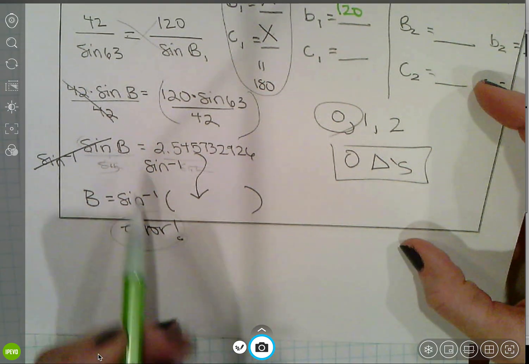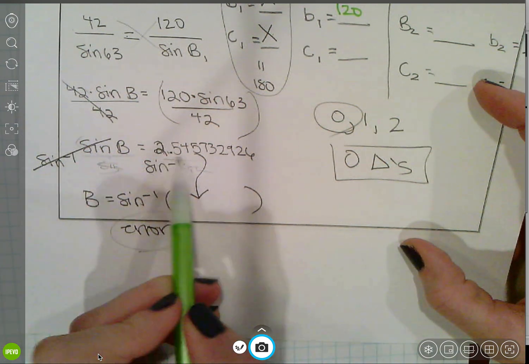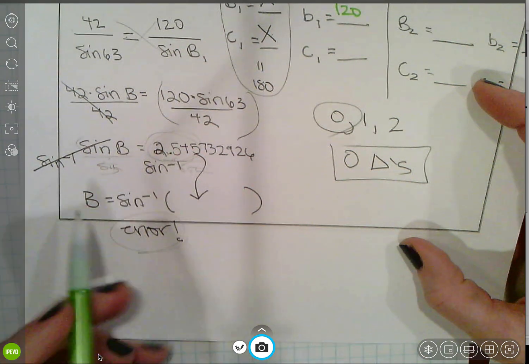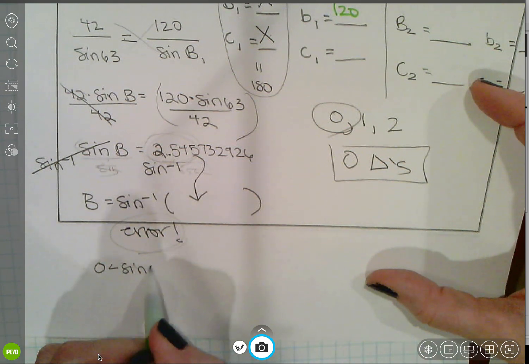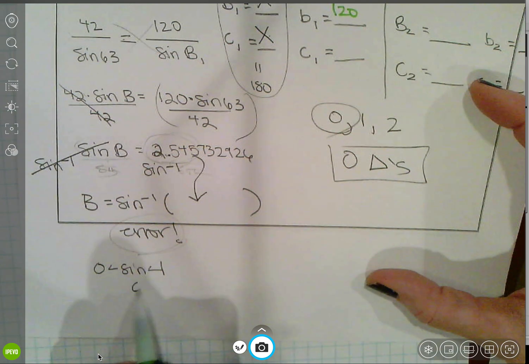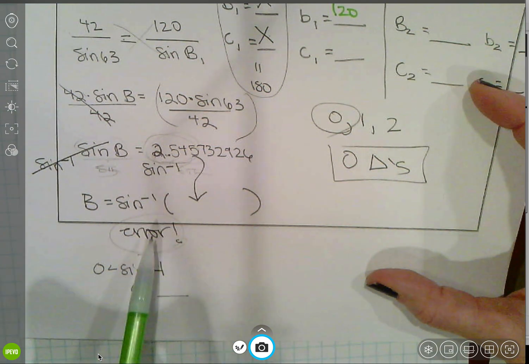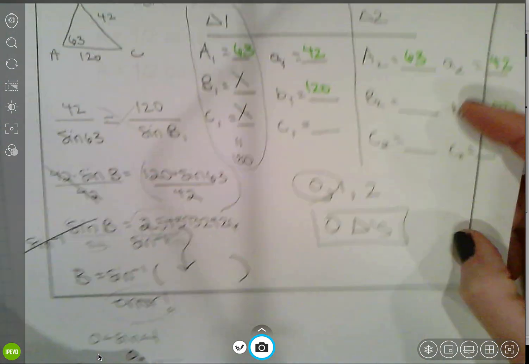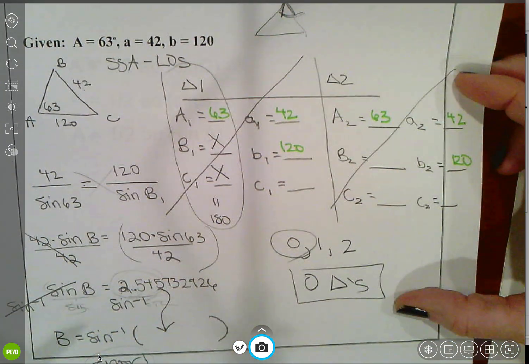Some students always ask me, how do you know when you're going to get an error? And a rule of thumb is, if what you're plugging in, this 2.54, is bigger than 1, you'll get an error. To find the sine of something, it only works when you're between 0 and 1. So it would need to be like 0 point something. If you have something 1 or bigger, you're going to get an error and it's not going to work. So that's a really nice little rule of thumb. So if I can't even get 1 triangle, I'm certainly not going to get 2.